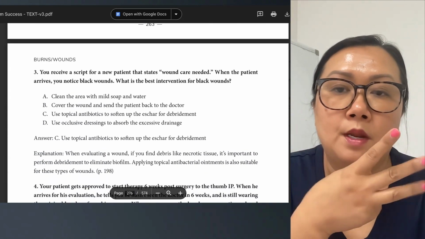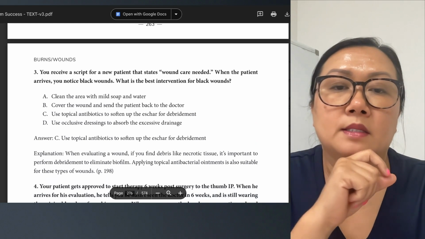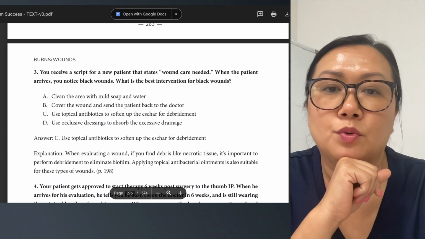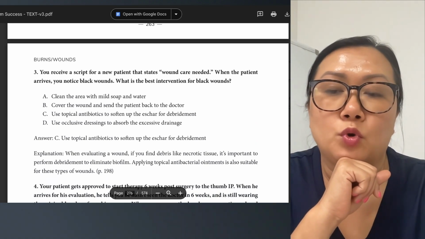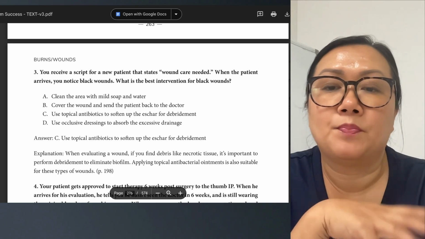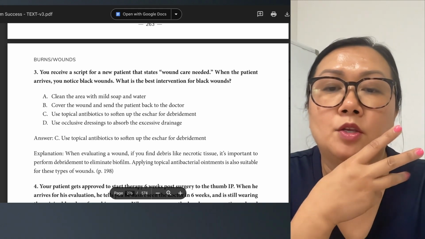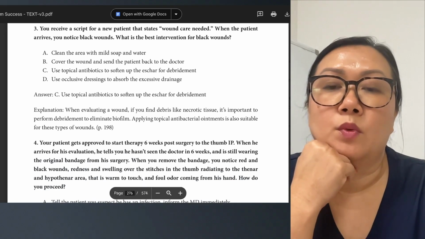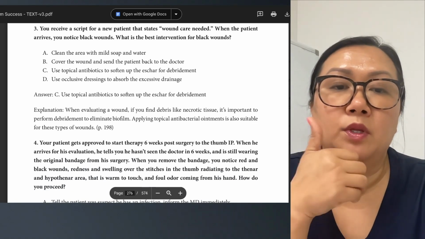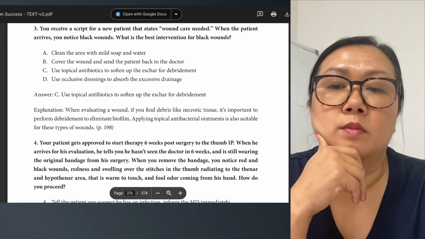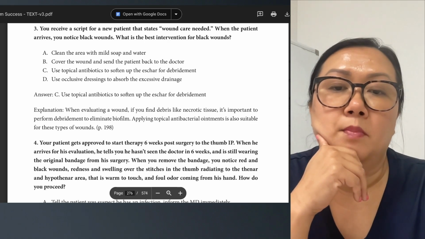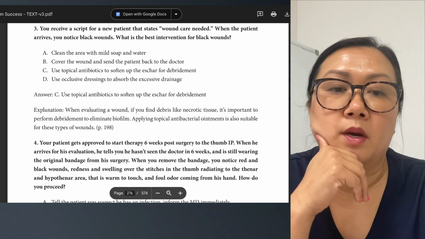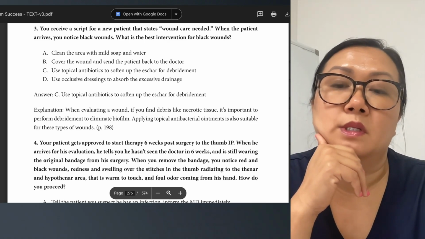Number 3, you receive a script that says patient needs wound care. What do you do for a black wound? The answer is C, use topical antibiotics to soften up the eschar for debridement. When evaluating a wound, if you find debris like necrotic tissue, it's important to perform debridement to eliminate biofilm, and applying topical antibiotic ointments is also suitable for these types of wounds.